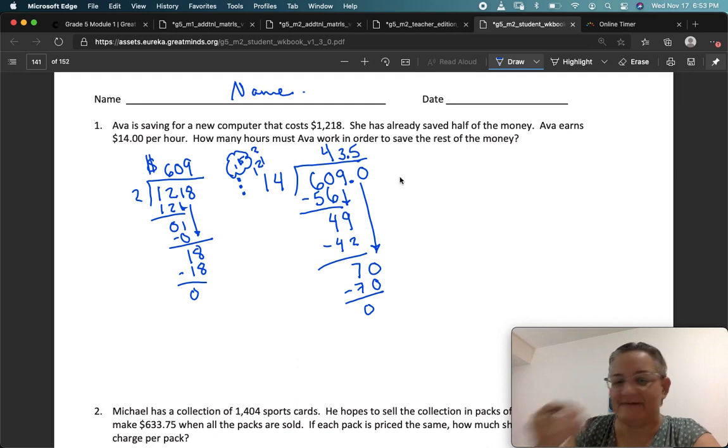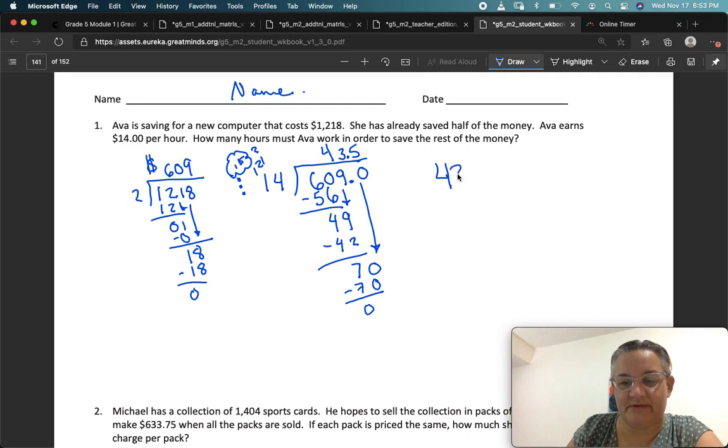How many hours must Ava work in order to save the rest of the money? 43.5 hours, or 43 and a half hours. Okay.